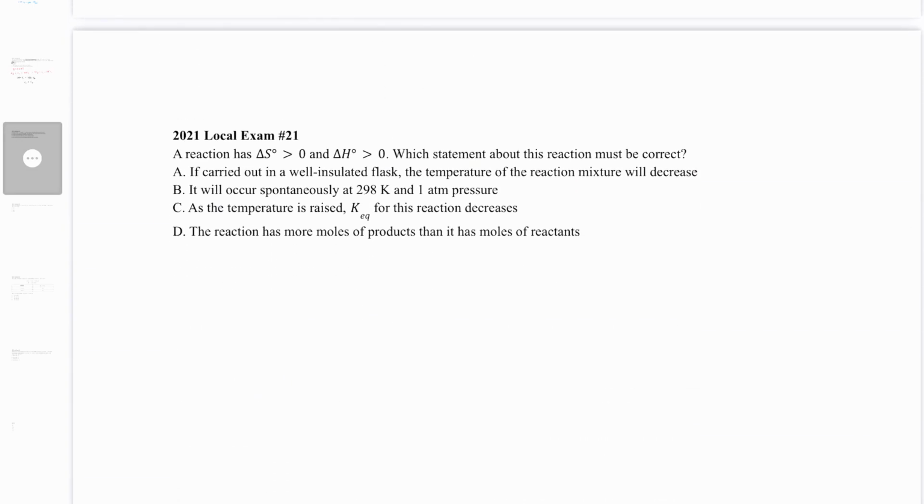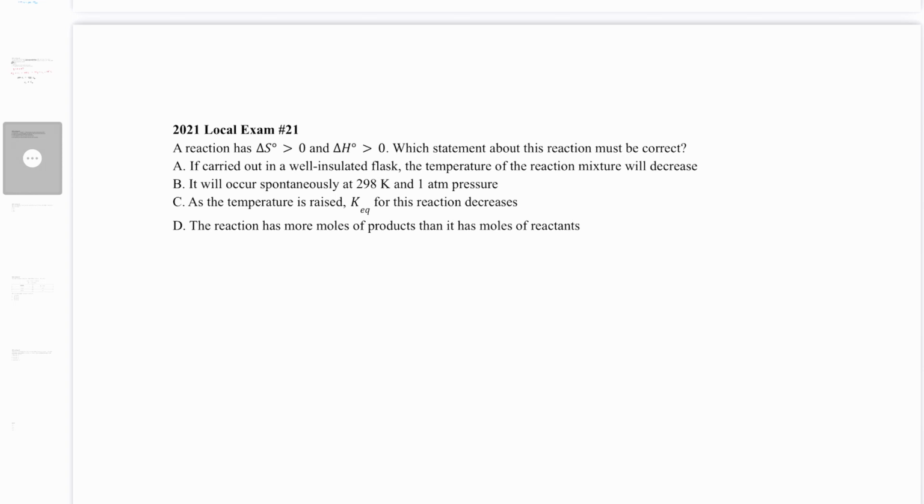A reaction has a positive change in entropy and a ΔH that's also positive. Which statement about the reaction must be correct? A, if carried out in a well-insulated container, the temperature of the reaction mixture will decrease. In order to look at what happens to the temperature, we have to look at enthalpy. Since our enthalpy is positive, that means our products have more energy than our reactants, so the system absorbs heat. It takes in energy. If it takes in heat, then it has to get that heat from the surroundings, which means that the temperature of the surroundings will decrease. So A does make sense.